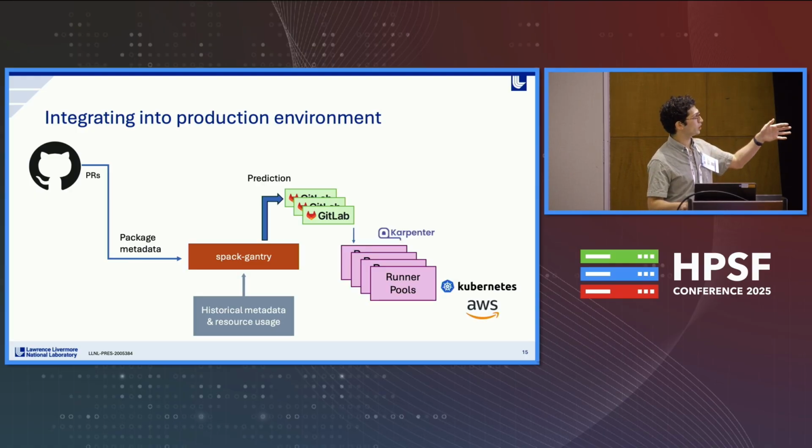So after that prediction is sent over to GitLab, that gets sent to the orchestration system, which is a combination of Karpenter that essentially allows us to pick relatively affordable instances on AWS spot instances, and that's all running in a Kubernetes cluster.